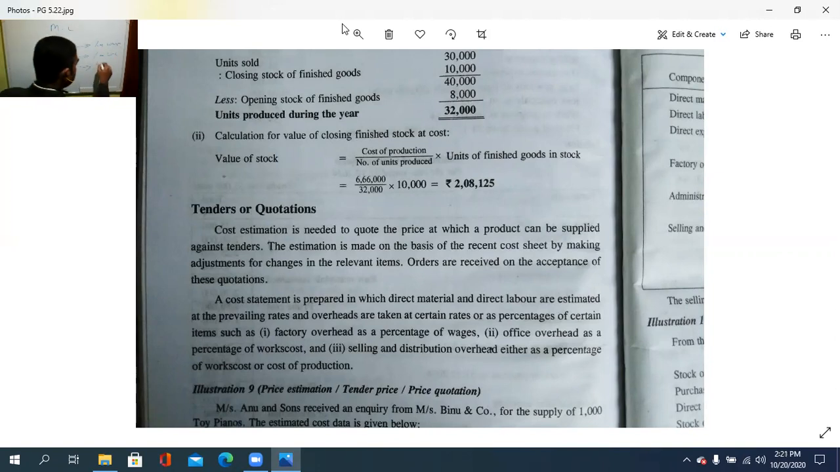Selling and distribution overhead is taken either as a percentage of work cost or office cost. Cost of production and work cost, in approximation percentage, is taken in each of these. It is an estimation, not actual. Okay, then price estimation or tender price or price quotation. We will check what is the thing with regard to this.